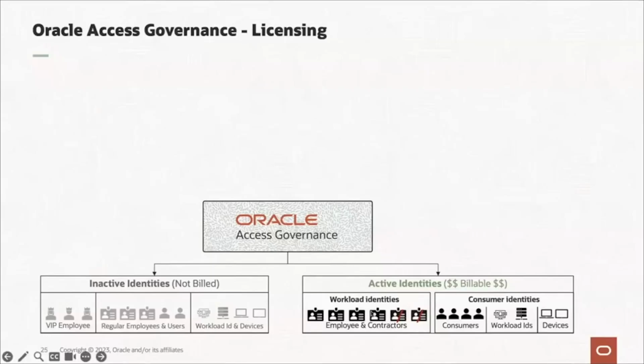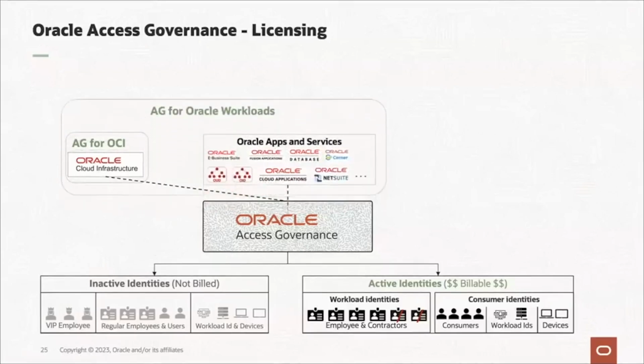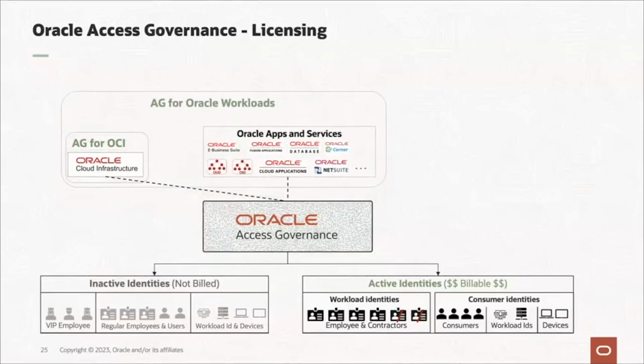So now let's look at the licensing. There are three different kinds of licensing. The first one is AG for OCI. So access governance for OCI helps you to govern any number of OCI instances across various regions. So that's the first one. And then there is access governance for Oracle workloads. Any Oracle workloads that we have provided can be governed, including AG for OCI, as part of access governance for Oracle workloads.